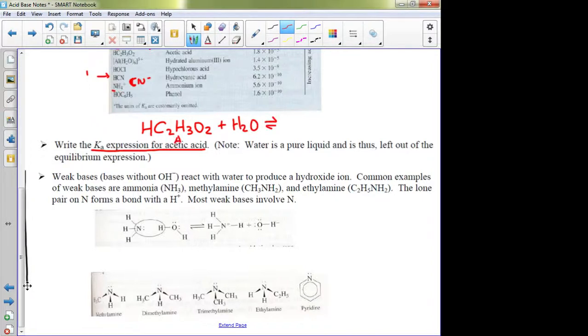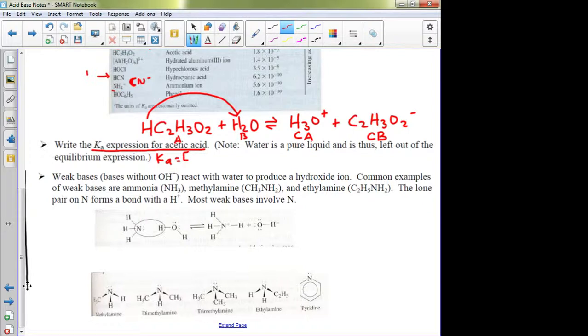So here's my acid, here's my base. My acid donates the proton. So I end up with H3O positive, which is going to be called my conjugate acid, plus C2H3O2 negative, which is my conjugate base. So can I write a Ka expression for this? Yes. How do I write Ka? Tell me what it's going to be.